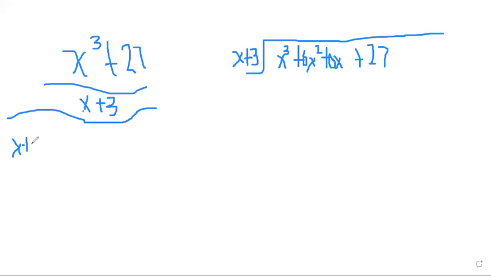Let's pull down the first term in that polynomial. What is that first term? X cubed. So I take x cubed and I take the first term of the divisor. X times what is missing to give me x cubed?